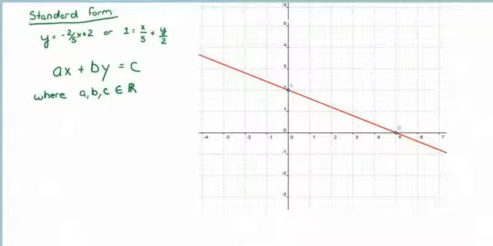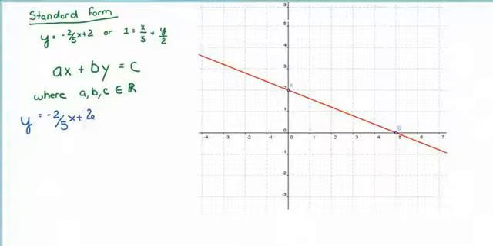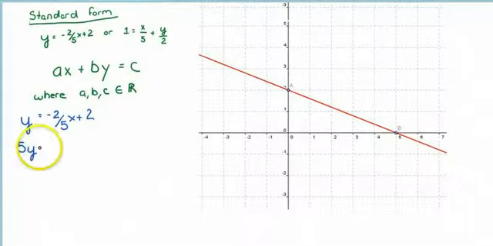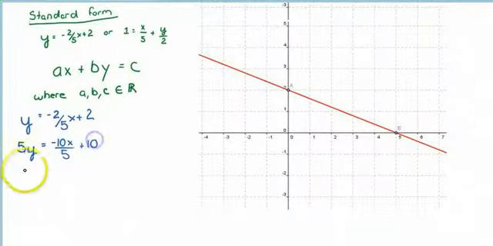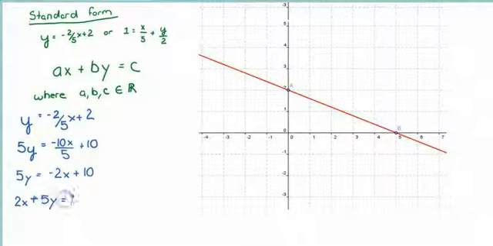So if we start with, let's say, our slope y-intercept form, y equals -2 over 5x plus 2, I just want to rearrange this into the form ax plus by equals c. So I'm going to multiply both sides by 5, so we get 5y equals -10x over 5 plus 10. Simplify that fraction, so 5y equals -2x plus 10. So therefore we get 2x plus 5y equals 10. And that's standard form, perfectly acceptable.